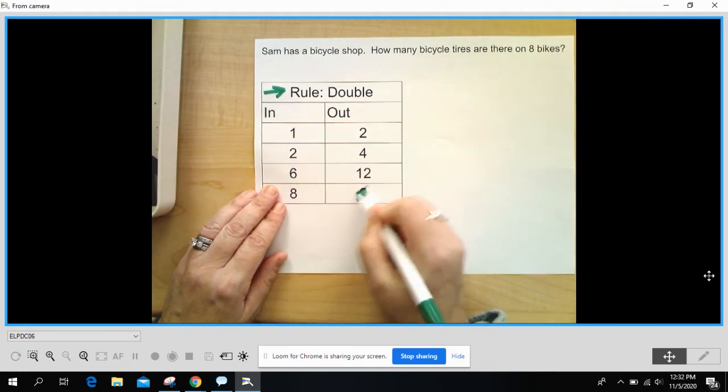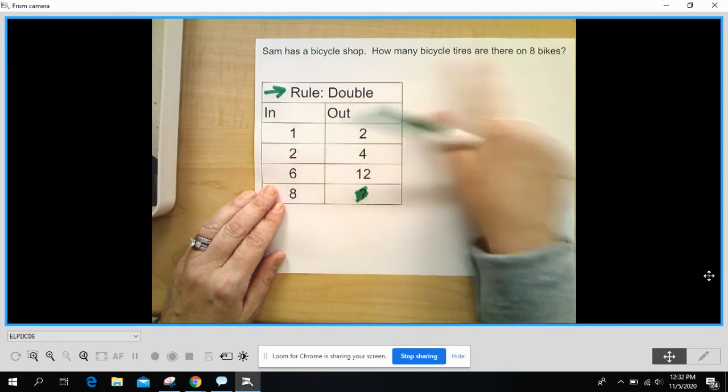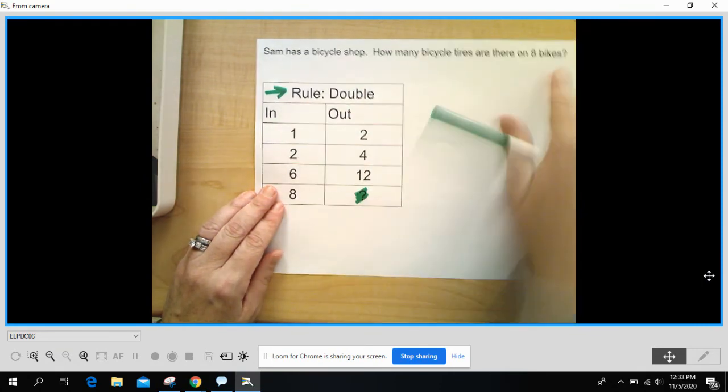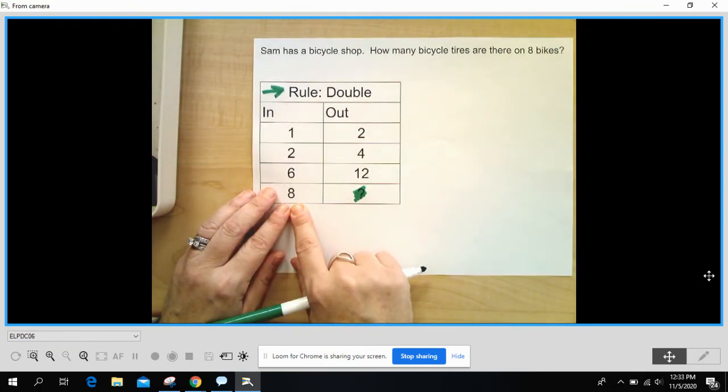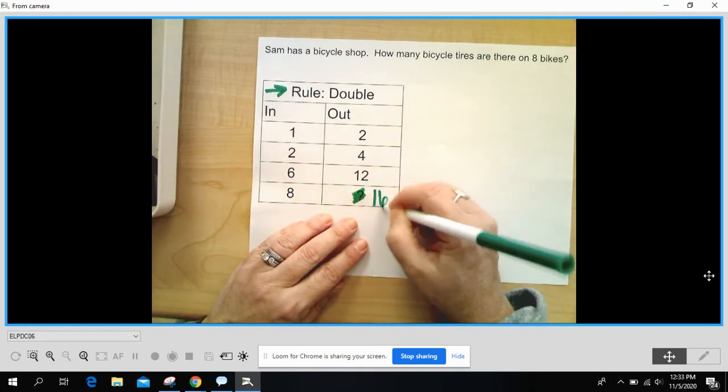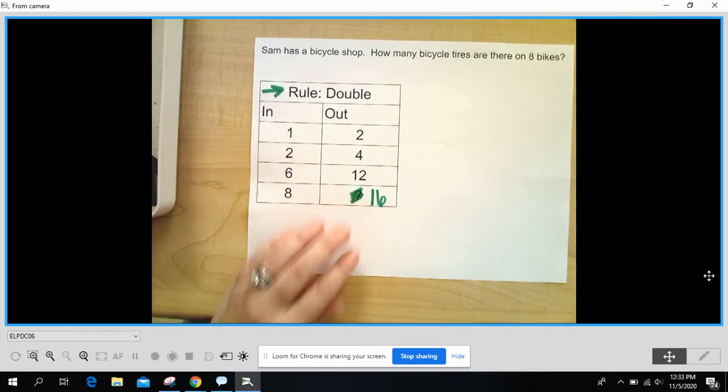So let's get rid of this question mark and figure out how many bicycle tires Sam would have on 8 bikes. What is 8 doubled? Perfect. 16. Way to go.